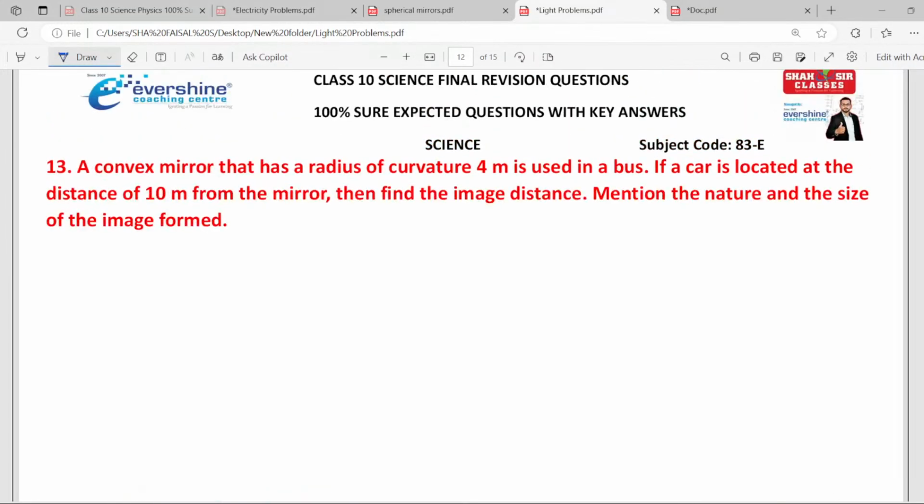Yeah, this is a very important question, children. A convex mirror has a radius of curvature 4 meter and is used in a bus. If a car is located at a distance of 10 meter from the mirror, then find the image distance, and mention the nature and the size of the image formed. Children, this question you can expect in tomorrow's exam. Chances are very high that you can expect this question.